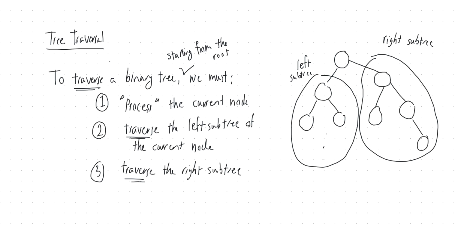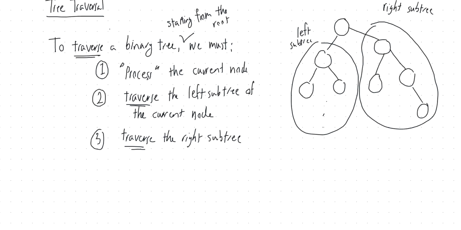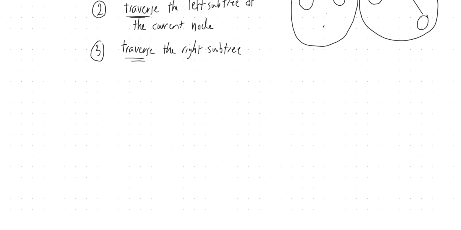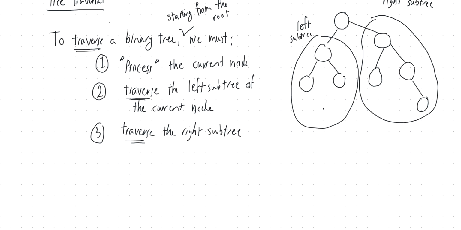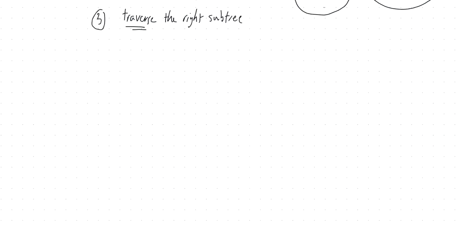Okay, now let's go through the first possibility, which is exactly in this order. Okay, so as I said, we have three options. Now, for simplicity, for processing, I'm going to say shout out. Just write the key on the console. So shout out, then go left, then go right. So that's option one.